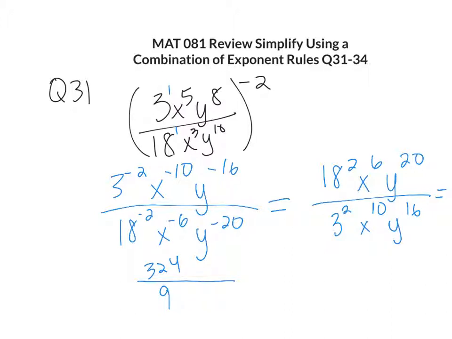For x's, we're going to do 10 minus 6 is 4. Keep the x where the bigger x was. For y, 20 minus 16 is 4. Keep it where the bigger y was. We can simplify this a little bit further because 324 divided by 9 is 36. So we end up with 36 y to the 4th over x to the 4th.